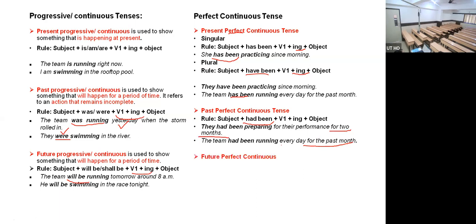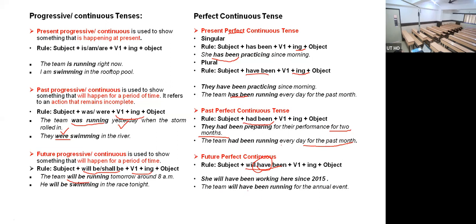It isn't complete. Now if we talk about the future perfect continuous, it is you will have been. Now just future continuous had will be or shall be. Here we add have in the middle. Yeah, she will have been working here since 2015. Or the team will have been running for the annual event.